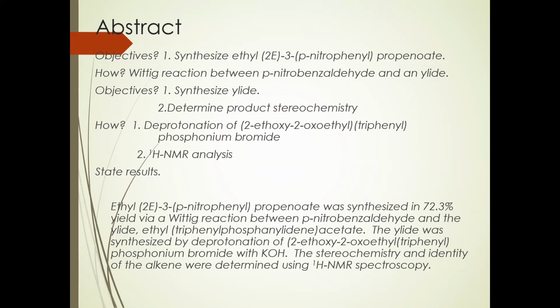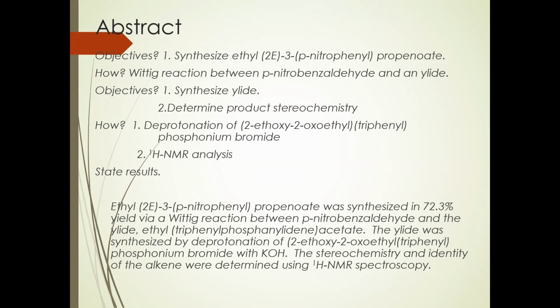Another objective was the ylide was synthesized. How? By deprotonation of the phosphonium salt with KOH. And then, of course, our objective, how was it identified? We can simply state the stereochemistry and identity of the alkene were determined using proton NMR spectroscopy. We also state results, so we would also state the product was isolated in 72.3% yield. You could have that at the end, or as I did here, you can have that in the first sentence. It was synthesized in 72.3% yield. So you're giving that result up in that first sentence.